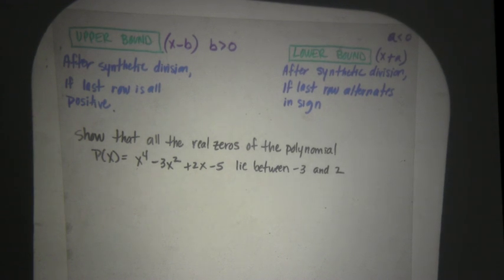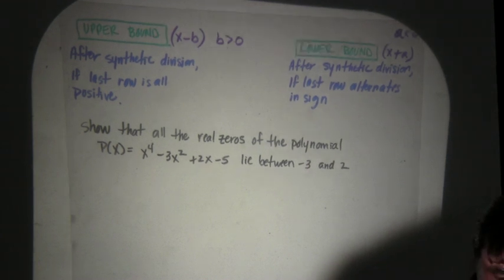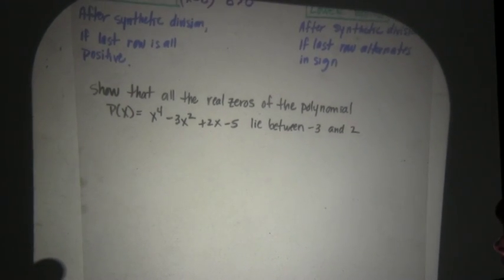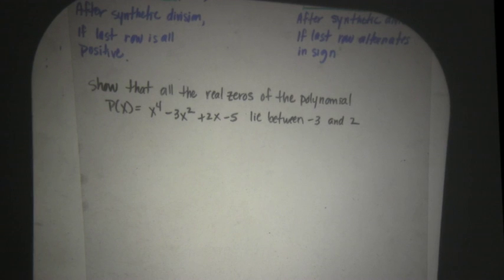So again, I will show you how that comes into play when we put it all together. But right now, I just want to show you a sample problem you might have on your homework. Here it goes. Show that all the real zeros of the polynomial are between -3 and 2.